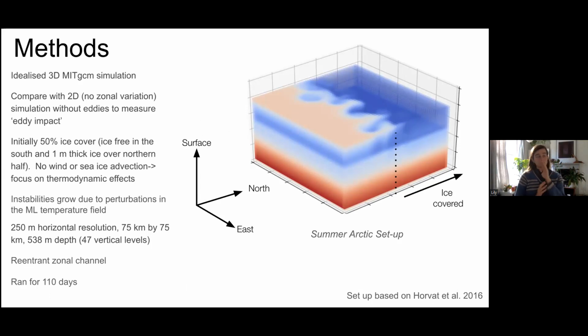So the south is totally ice free initially, and it's focusing on thermodynamic effects, so there's no wind. Then in the 3D model there are perturbations in the temperature field, which lead to the development of the eddies, and the resolution is 250 meters. I run it for approximately the length of a season.